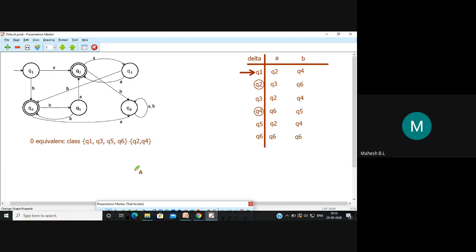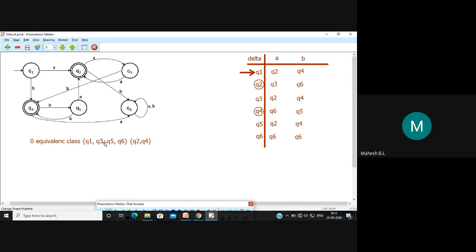That means initially we have only two states. One is the accepting state, another one is the rejecting state. But for every language, only two states cannot be sufficient. Our aim is to find the minimum number of states needed for a particular language. Initially we consider two, because the set of accepting states represents one class, and the set of rejecting states represents another class. Now we try to partition this.